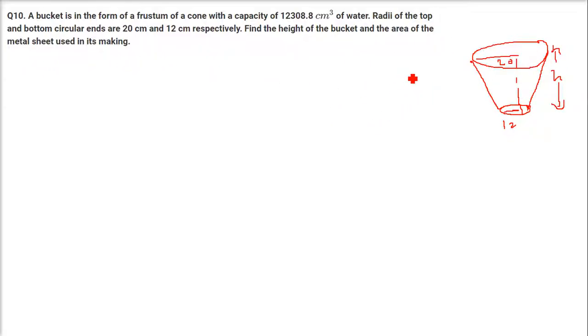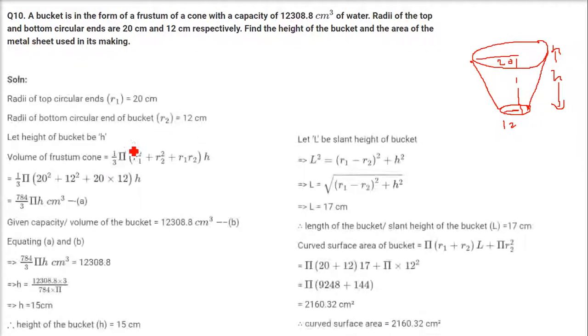So first we'll find out the height. What we'll do, we'll just equate the volume equation of this bucket with this 12308.8. That is 1 by 3 pi h, R1 we know it is 20, R2 we know it is 12, and the height we don't know, sorry. The height we have to find out. So we compute it and compare it with the 12308.8, and the height will be 15 centimeter. The calculation is in front of you.